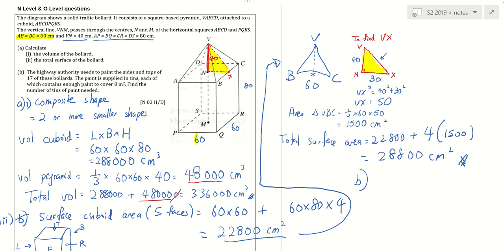The total surface area will include the 4 triangles, the side and the bottom. Alright? Is that okay?